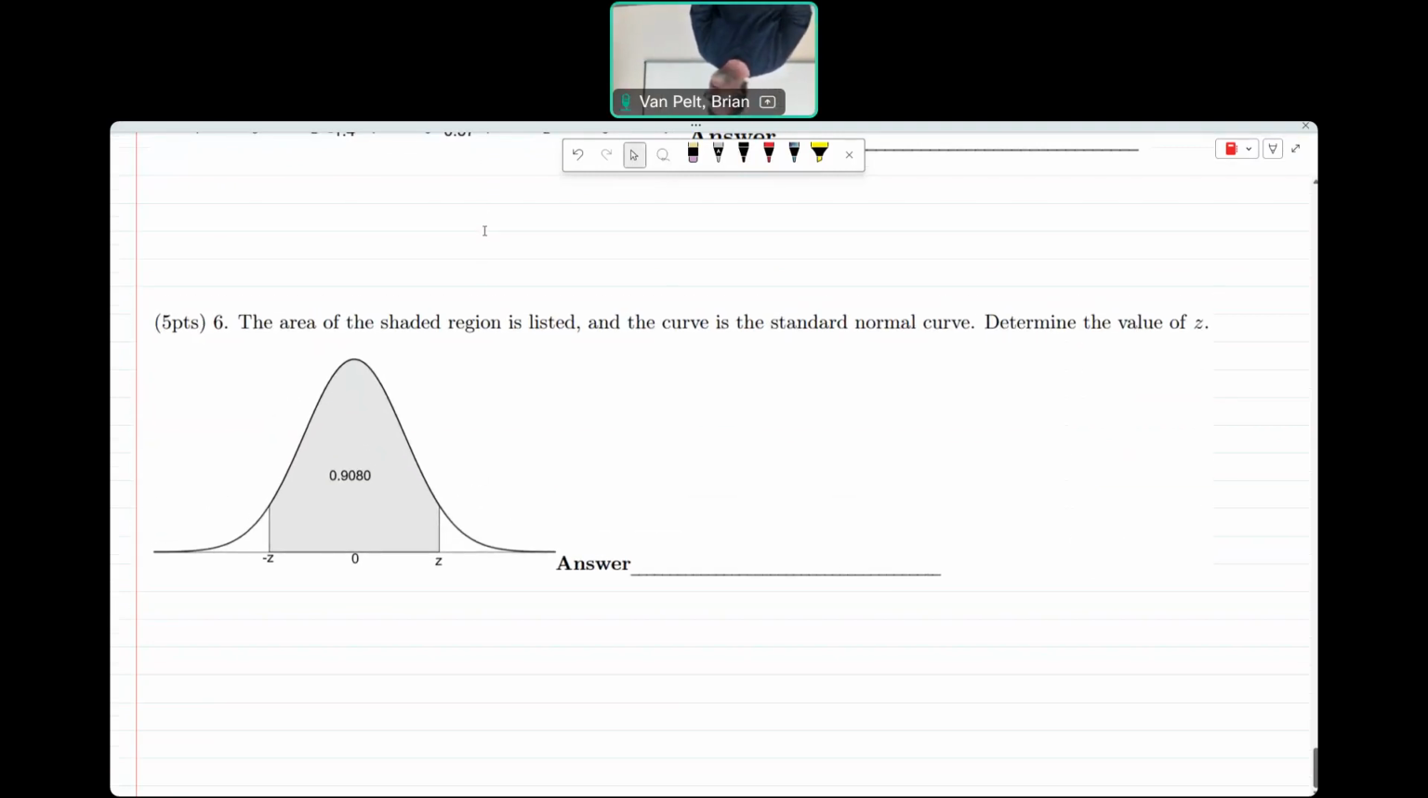Any idea what we should do here? Find the little pieces on the end. It's the same amount, isn't it? So what do I got to do? I have the area in between them. What do you want me to do to get the areas out there? Zero or the one above it? That's the area of the shaded region. 0.908.